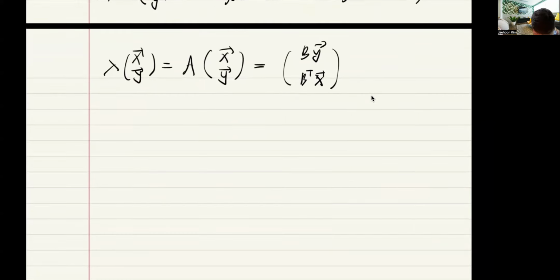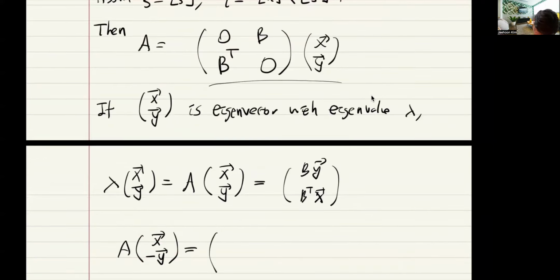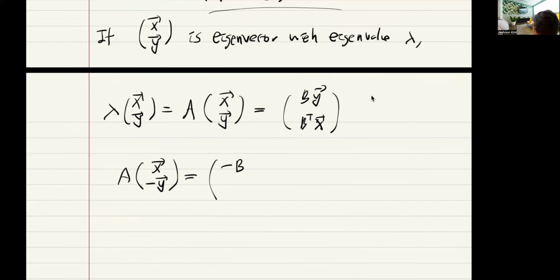Then what do we know? What we know is that instead of that, if you compute this instead, so here you have x, here you have minus y, then what do you get? You simply put it here, then negative by, and that's b transpose x. And that's the same as negative lambda times (x, negative y).